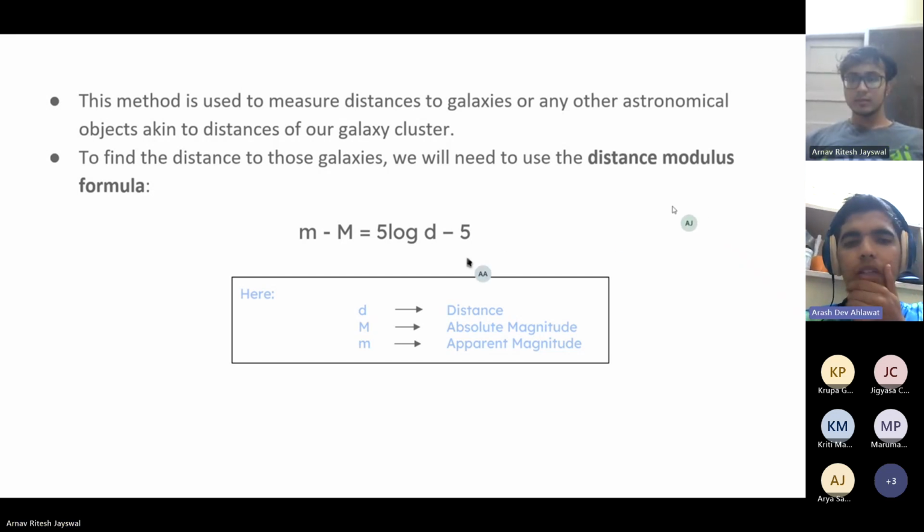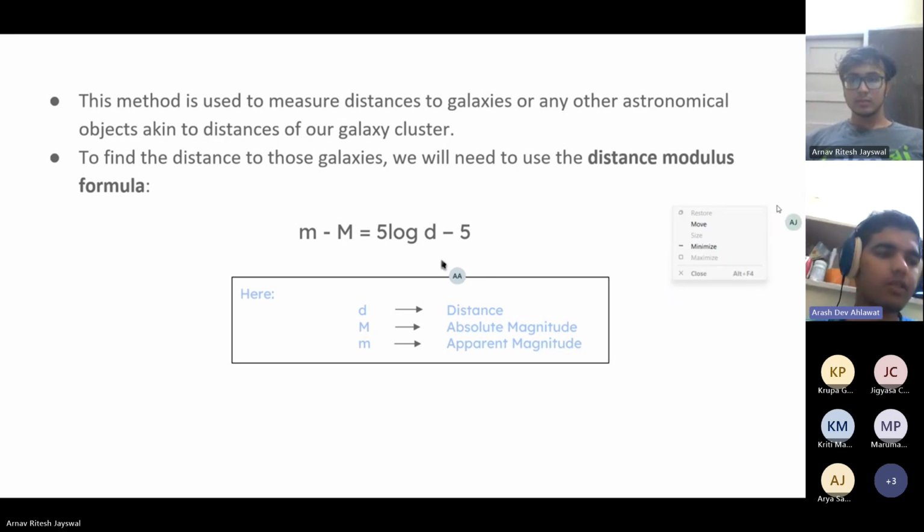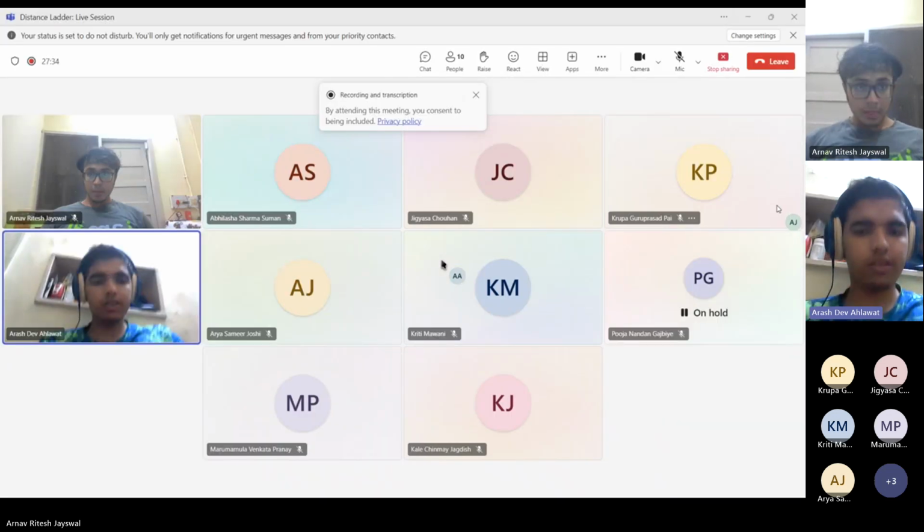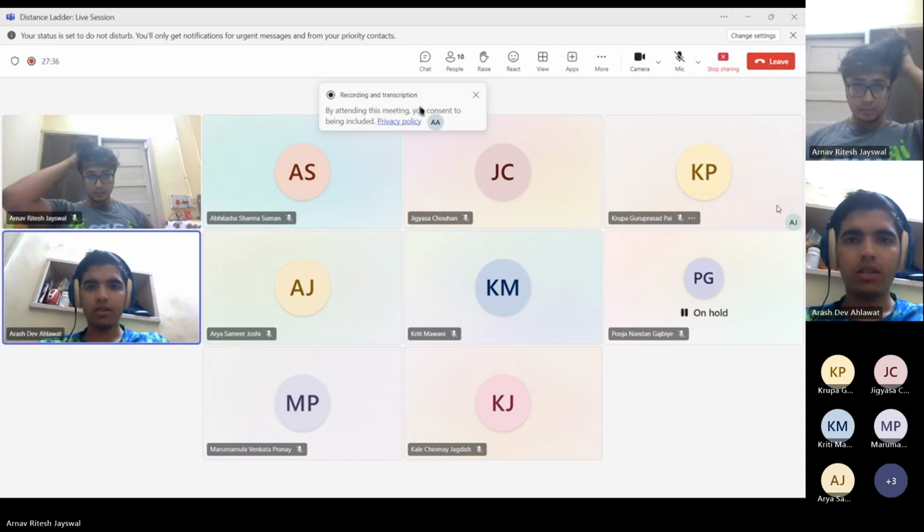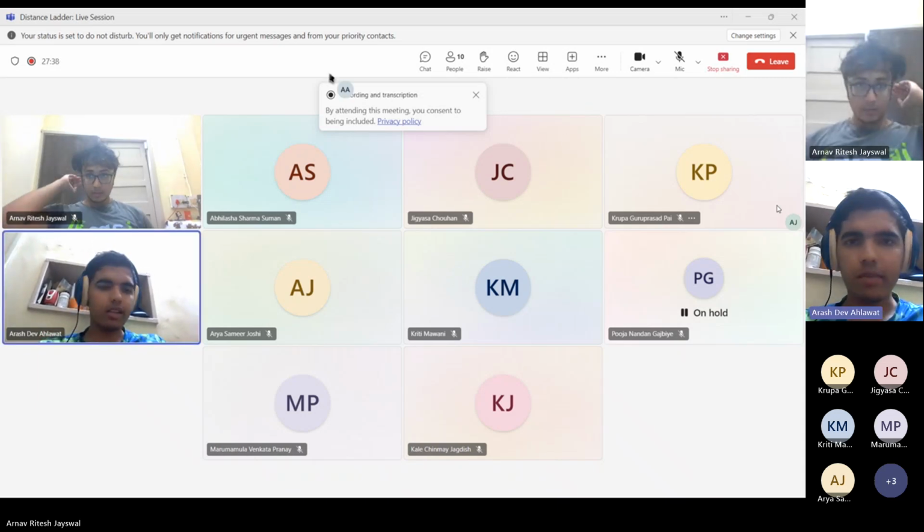Arnav just told you about the distance modulus formula. This was derived by Henrietta Leavitt, and she was a famous astrophysicist. Wait a minute, I'll just share my screen now.